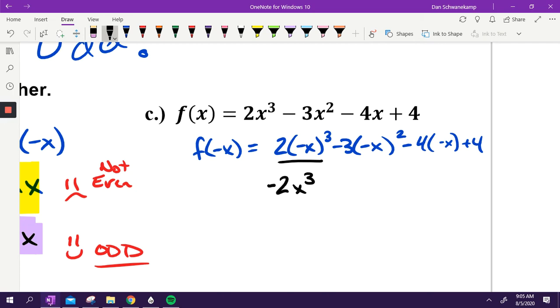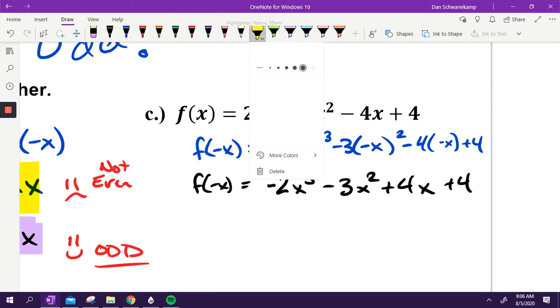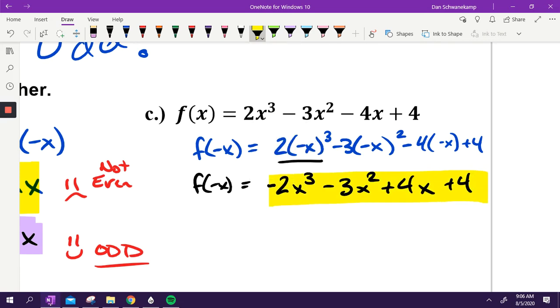What about the next one? I'm taking negative x squared. Negative x squared goes positive, but it's times negative 3, so it's negative 3x squared. Negative 4 times negative x, so that's going to be a positive 4x and a plus 4. That is f of negative x. That's what we found so far. Is this thing that we just found the same as what we started with? No, so it's not even. I changed the x values, it's not even. The left and the right side are not the same.